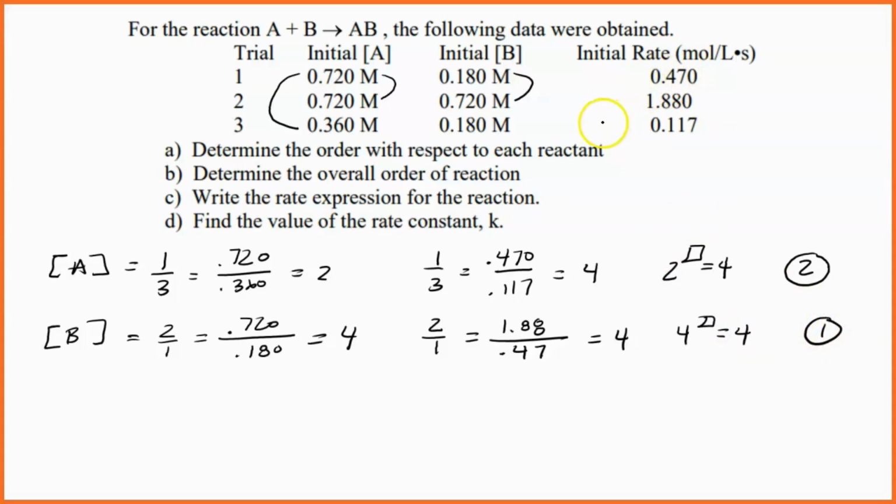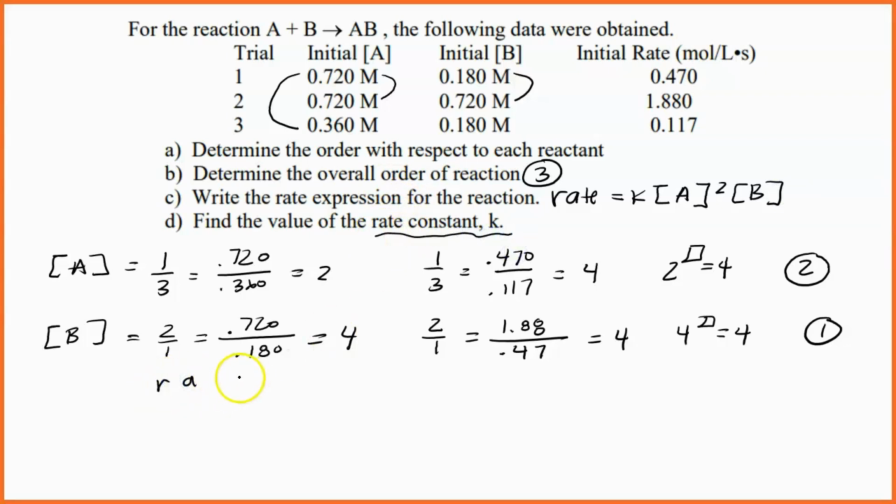So I'm going to determine the order with respect to each reactant, which I did. A is going to be second order, B is going to be first order. What's the overall order? And my rate equals K times the concentration of A to the second power and B to the first power. I don't have to write the 1, it's inferred. Let's also find the value of the rate constant, or K.